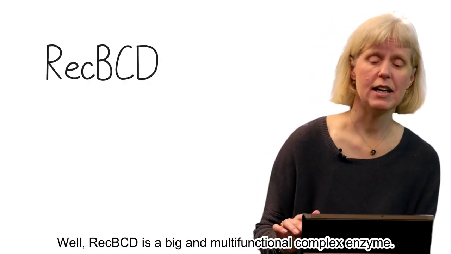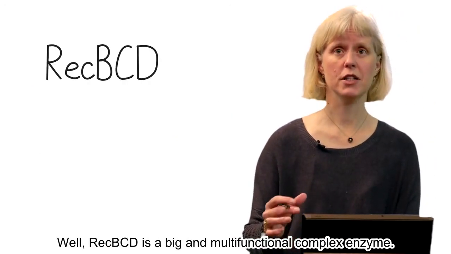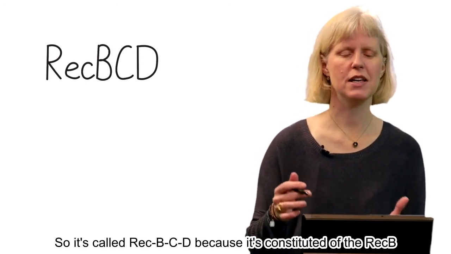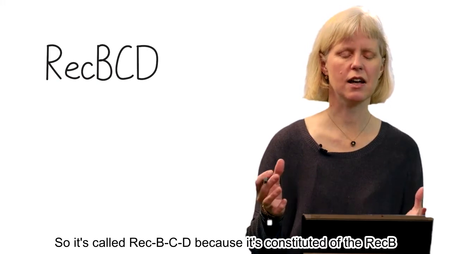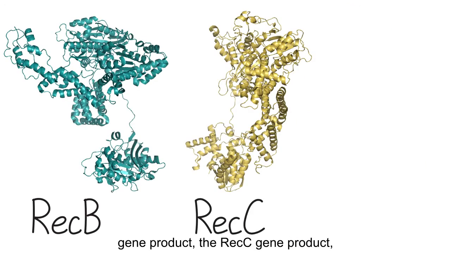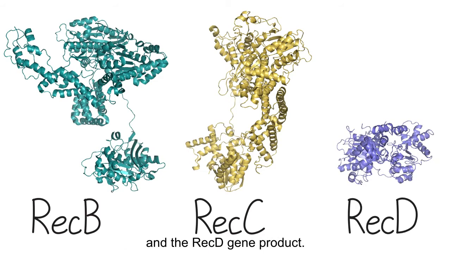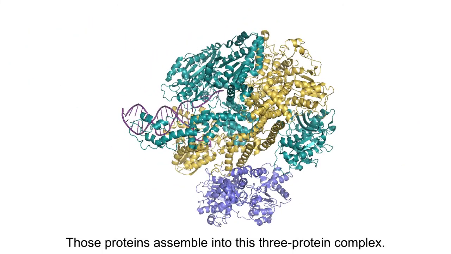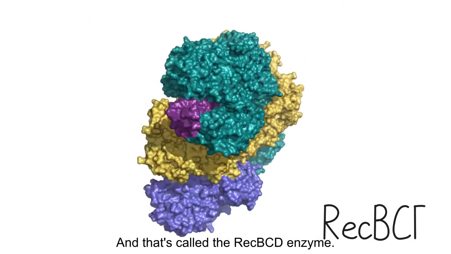Well, RecBCD is a big and multifunctional complex enzyme. So it's called RecBCD because it's constituted of the RecB gene product, the RecC gene product, and the RecD gene product. They are each individual proteins. Those proteins assemble into this 3-protein complex, and that's called the RecBCD enzyme.